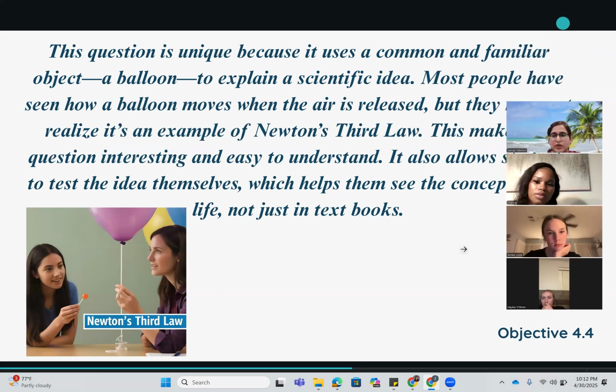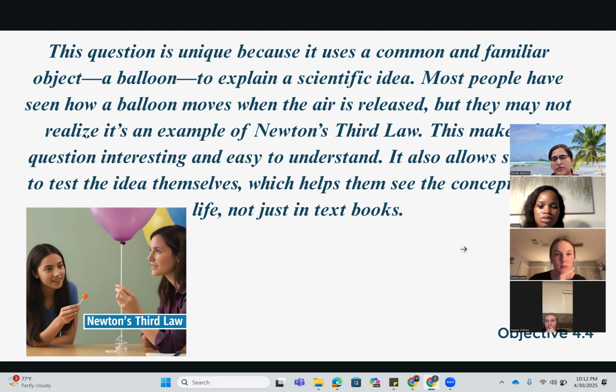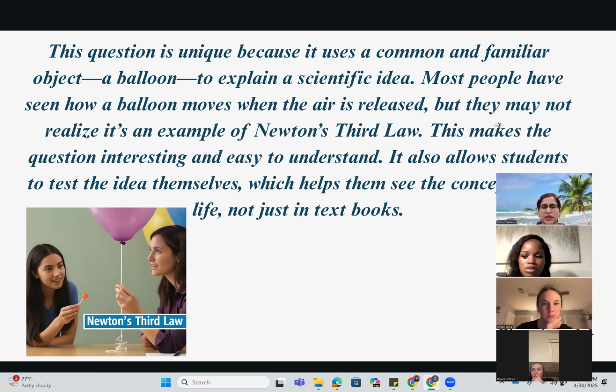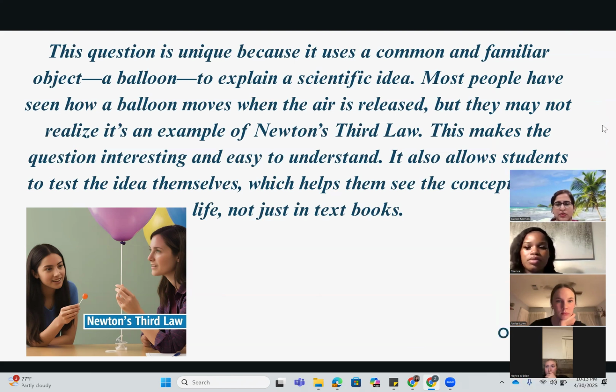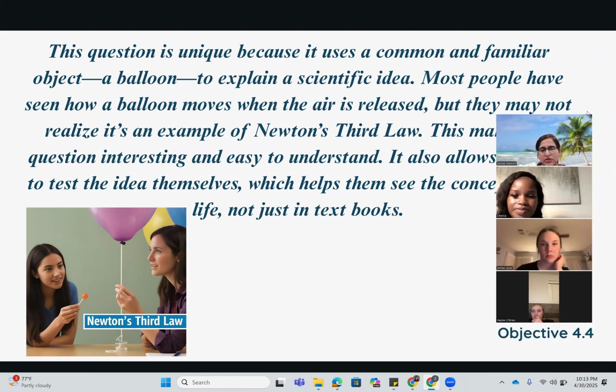The question is unique. It covers our objective 4.4. It uses a common and familiar object, a balloon, to explain a scientific idea. Most people have seen how a balloon moves when the air is released, but they may not realize it's an example of Newton's third law. This makes the question interesting and easy to understand. It also allows students to test the idea themselves, which helps them see the concept in the real world, live, not just in textbooks.